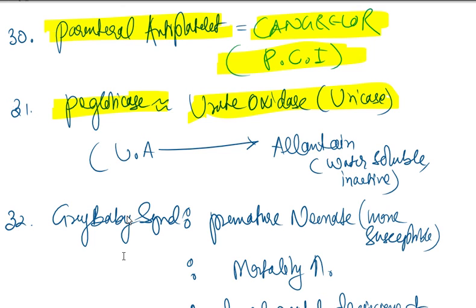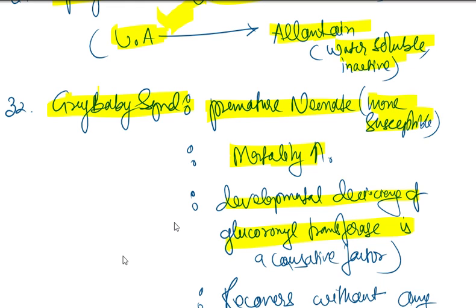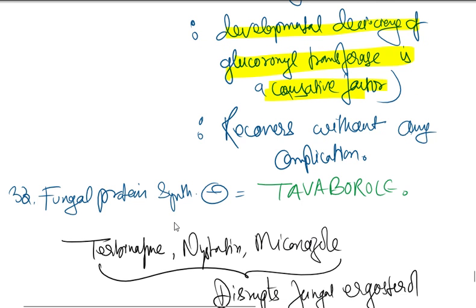Okay, next one. Gray baby syndrome. Premature babies are more susceptible to this one, and mortality is very high. Developmental deficiency of glucuronyl transferase is one of the causative factors. If the patient recovers, there is no complication; recovers without any sequelae.